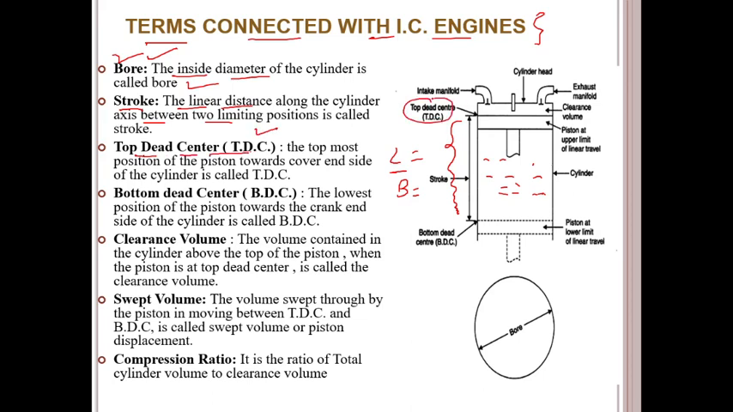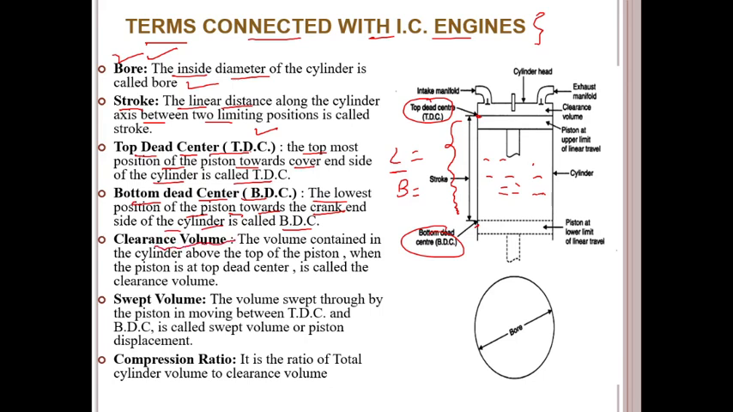Another is TDC, top dead center. This is the TDC position of the piston in the cylinder. The topmost position of the piston towards the cover end side of the cylinder is called TDC. Another is bottom dead center, BDC. If you observe here in the piston cylinder, the lowest position of the piston towards the crank end side of the cylinder is called BDC.